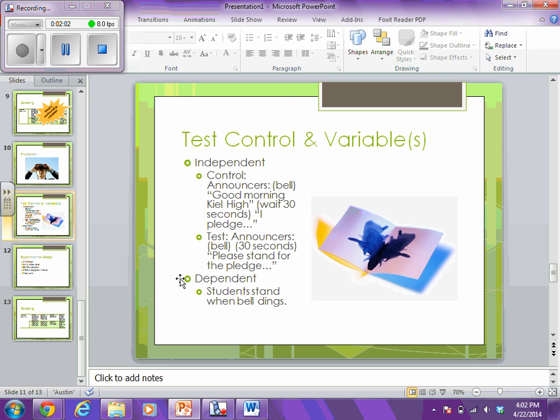And so what I wrote down here for you is our independent variables and our dependent variables. This is what we expect them to do. Students are going to stand when the bell dings. Our independent variable, we have two options. We have when the announcers ring the bell and then say good morning Kiel High, and then they were going to wait 30 seconds before they began I pledge allegiance. And we had them make a change. They had taken out please stand for the pledge because we did not want that to be a confounding variable.